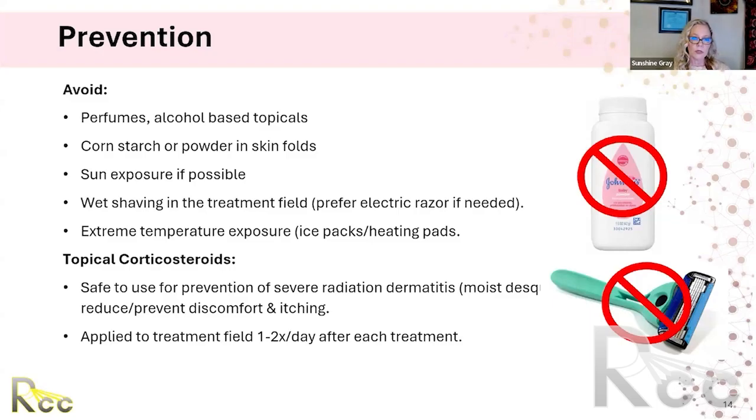And then a little bit about topical corticosteroids. We see a lot of evidence that using topical corticosteroids right at the beginning of therapy can really help sometimes with progression to severe radiation dermatitis. It will not prevent radiation dermatitis from occurring, but it is also very good at preventing the itching that we can sometimes see. So we do sometimes ask our patients to start topical corticosteroid use right at the beginning of radiation therapy. We apply it in the treatment field 1 to 2 times a day after treatment. It's totally fine to apply before treatment as well.